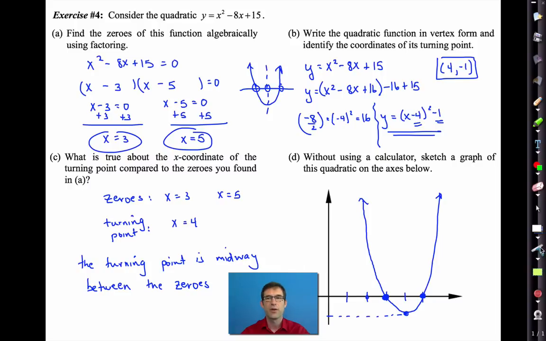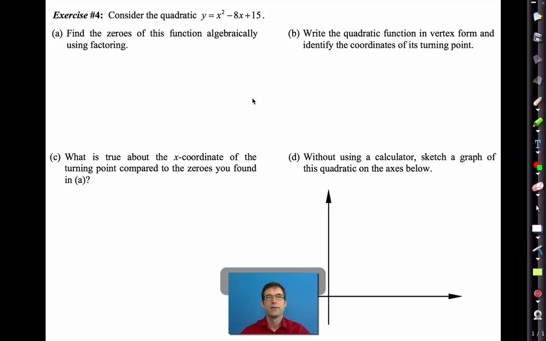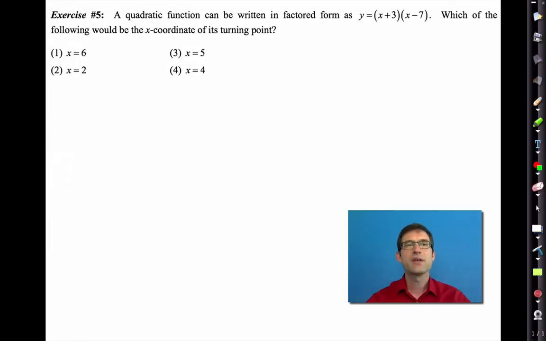All right, here we go. Let's do one more. Exercise 5. A quadratic function can be written in factored form as y equals x plus 3 times x minus 7. Which of the following would be the x-coordinate of its turning point? So see if you can use what we learned in the last problem to answer this question.